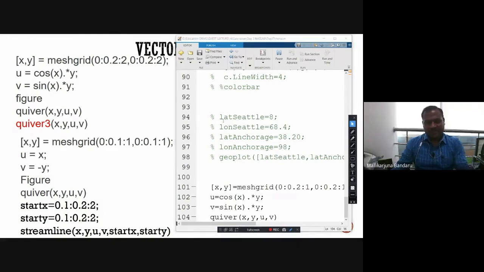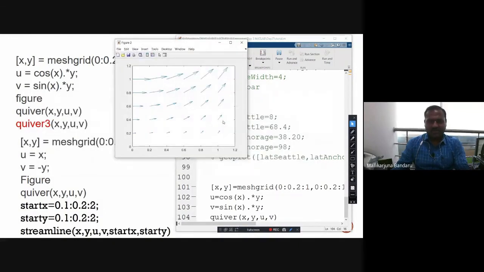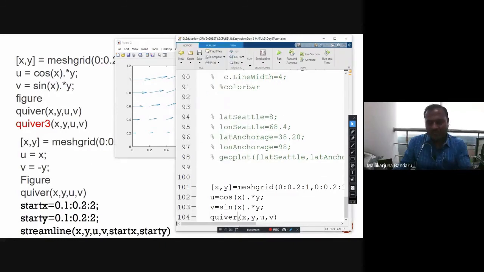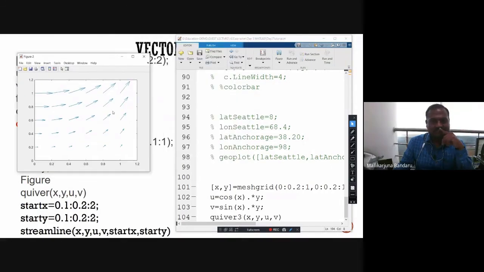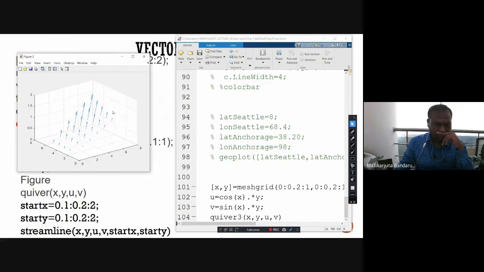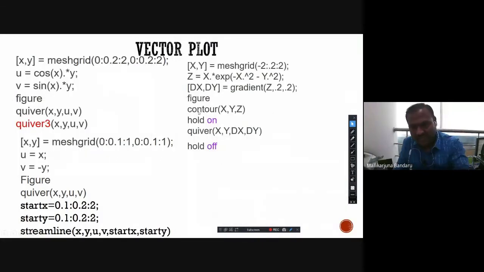It is taking time to, yeah, this is the vector plot, how it should be. Even for the same thing, simply a Q or 3. You can draw the three-dimensional vector plot for this. See, this is the three-dimensional. And streamlines and other things also you can practice using the same syntax, whatever I'm giving here.